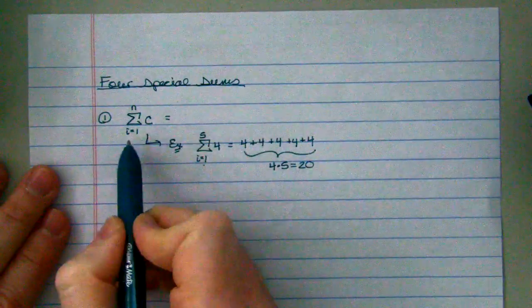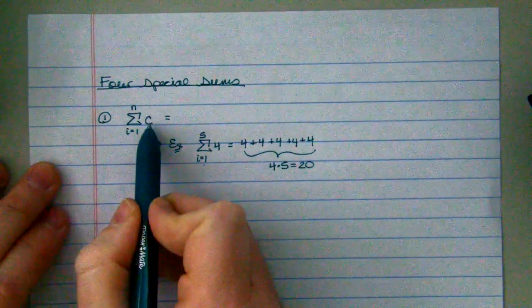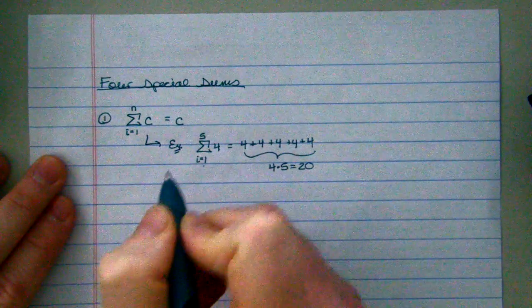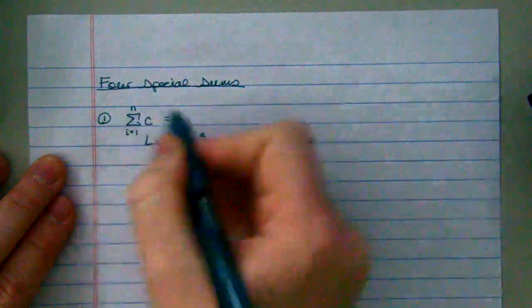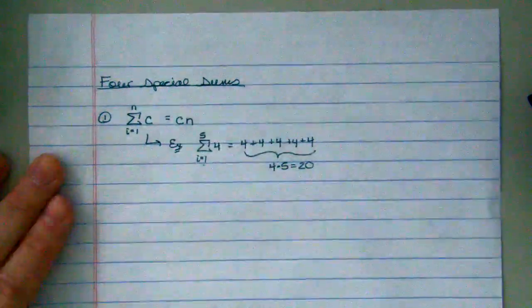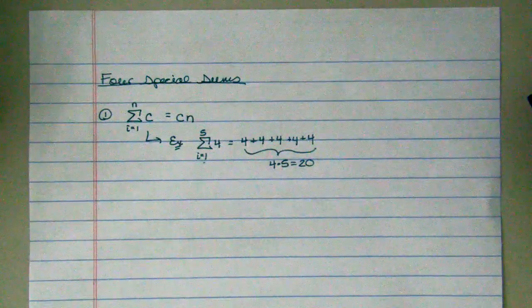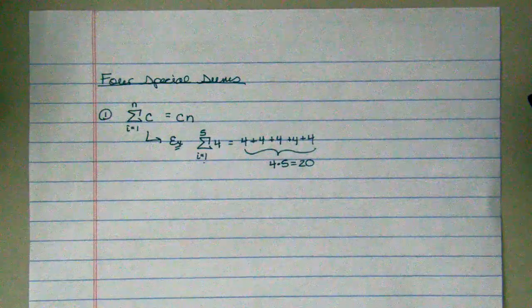If I want to do the sum as i goes from 1 to n of some constant c, I can just do that constant times the number of those constants that I have. And if you're plugging in 1, 2, 3, up to n, there will be n of those constants. The sum as i goes from 1 to n of a constant is that constant times n.